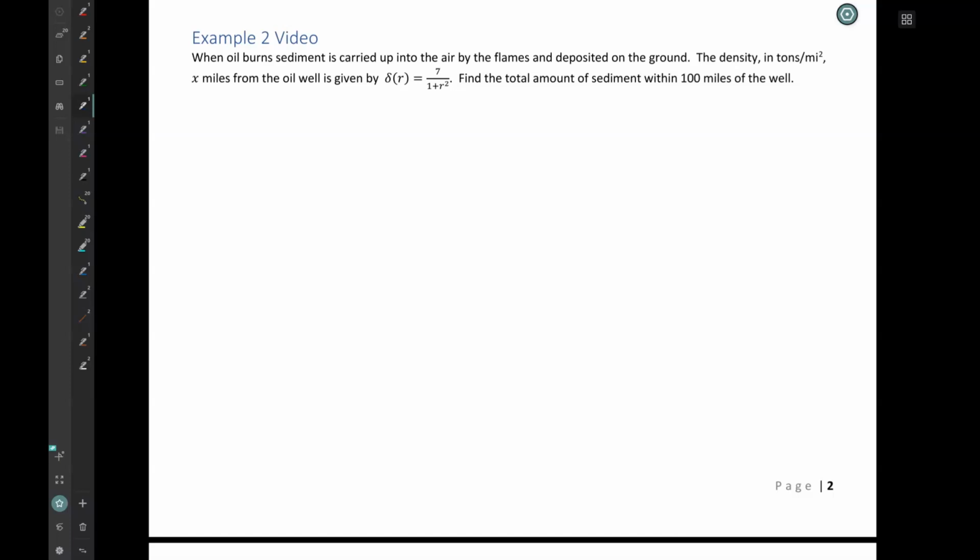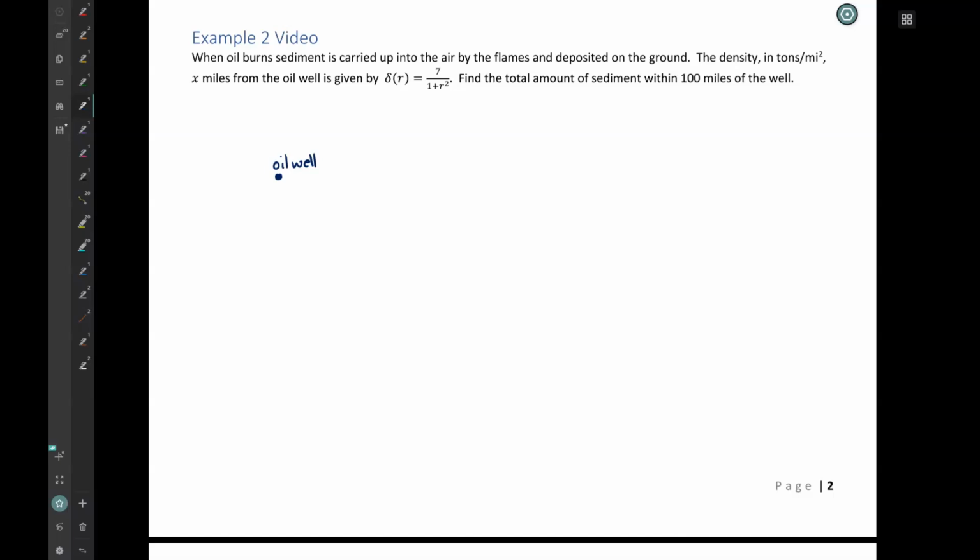Hi everyone. So let's check out a 2D density problem, if I can remember what we're working on. In this problem, we have an oil well that's basically the center of our picture. And it's burning and we're getting soot and ash and whatever, what did I call it? Sediment that goes up into the air and then comes down and settles on the ground.